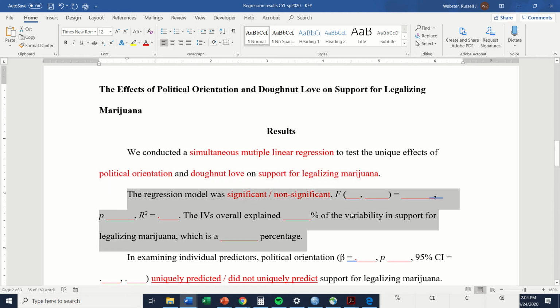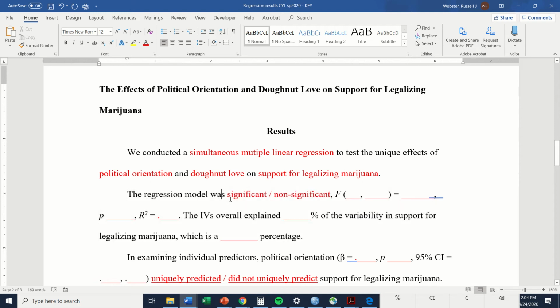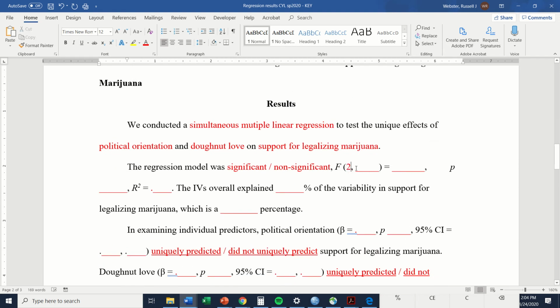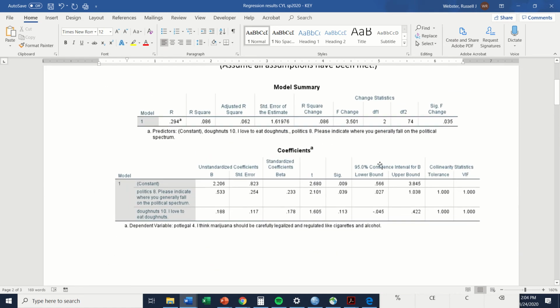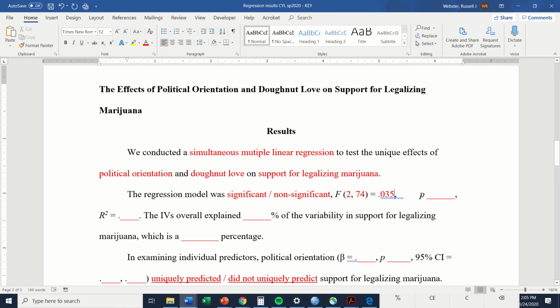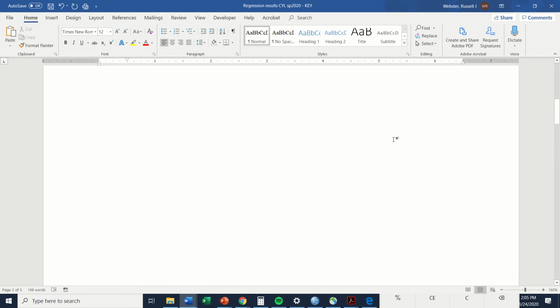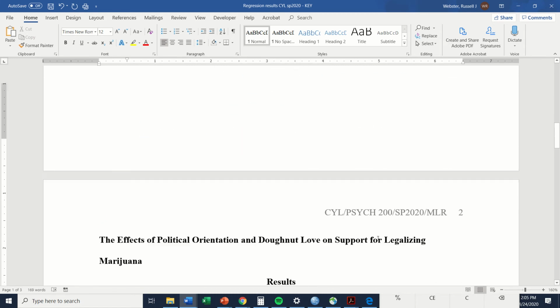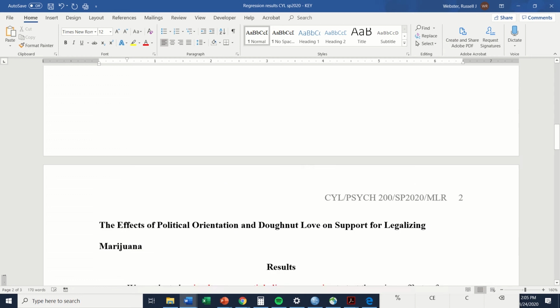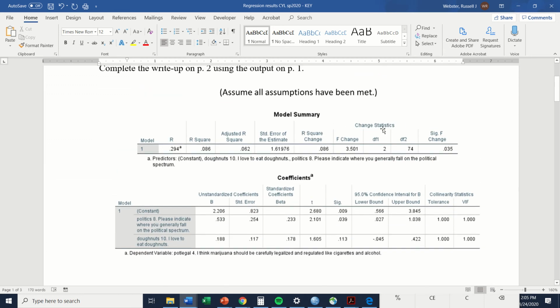The second paragraph is about the significance of the overall regression model. So let's begin with our F stats. So F, and then we need the degrees of freedom between and within. So 2 and then 74. Our actual F value here, 3.50, and the p-value equal to 0.035. So F(2, 74) equals 3.5, p-value of 0.035.